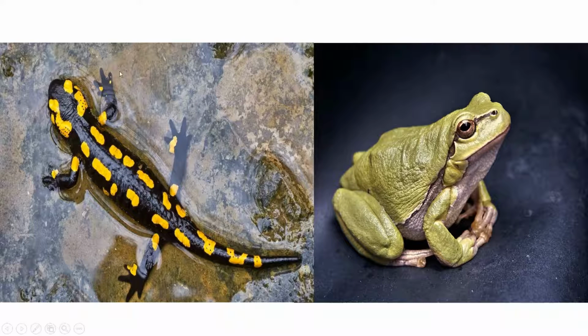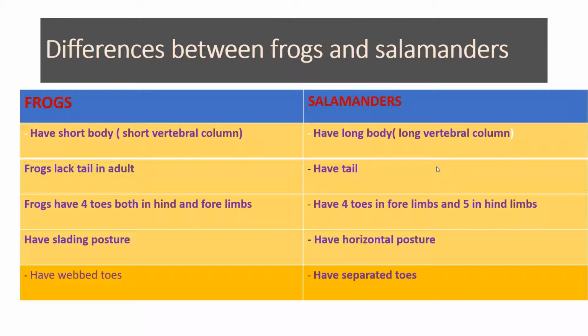For example, look at this salamander. Look at the size compared to this frog. Look at their posture. This one now it is standing, but look at the posture it has compared to the frog. And again, look at the toes. You can see the toes there in the water. And look at these toes of this frog. These are some of the differences we want to mention today. We want to learn, and we have listed them here below.